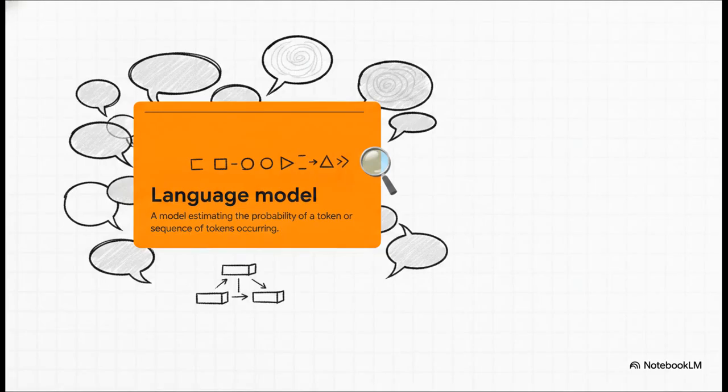The absolute star of this generative revolution is the language model. We interact with these literally every day now, but let's demystify the magic behind them. A language model is fundamentally just estimating the probability of a token, or a sequence of tokens occurring. It isn't thinking in the human sense. It's just looking at the words you typed and calculating the highest mathematical probability of what the very next word should be, word by word, to create a coherent sentence.